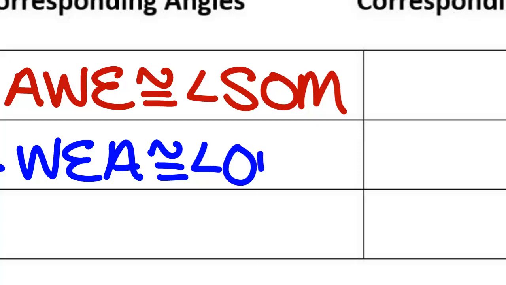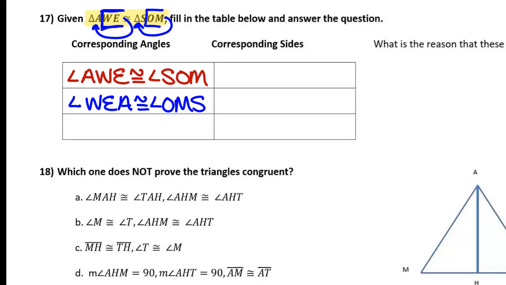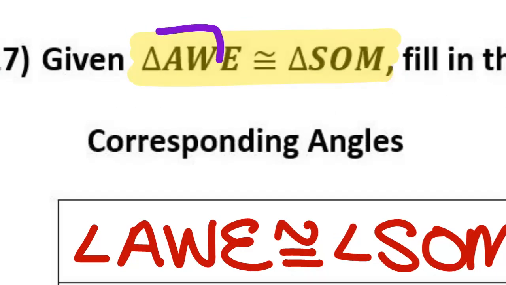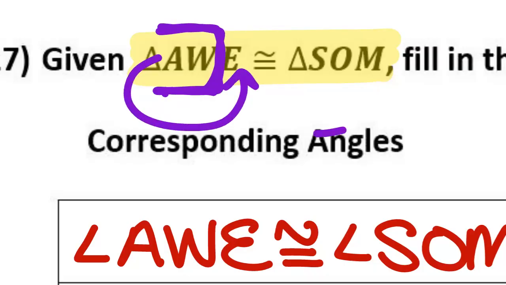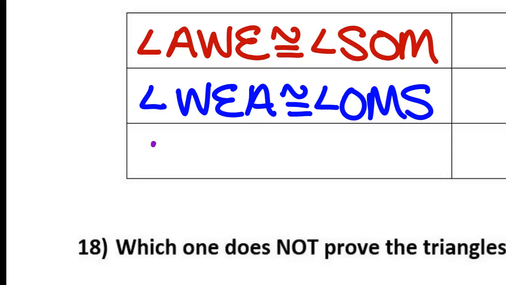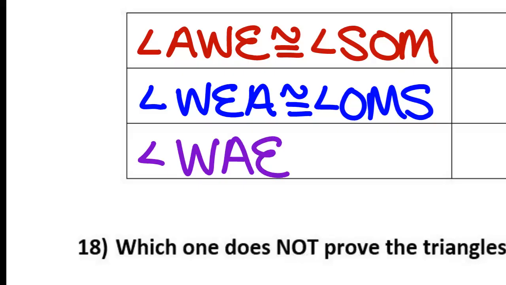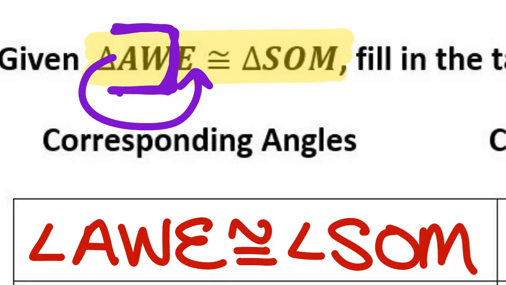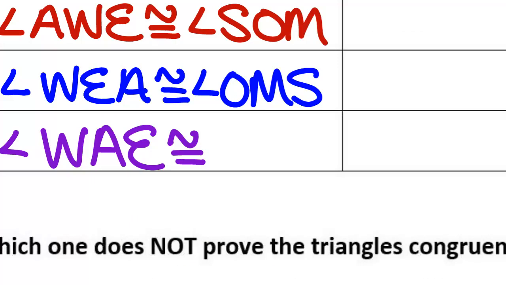So angle OMS. And then we need our last angle pair. So I'm going to go the other way. WA, and then wrap around to the back. WAE, angle WAE is congruent to, what would follow that same pattern on the other one? OSM. Angle OSM.